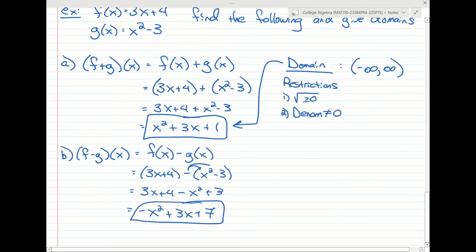It doesn't look like there's any radicals or denominators like we talked about. Domain would be all real numbers.